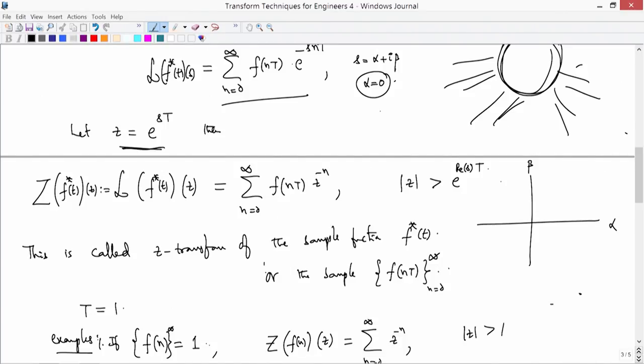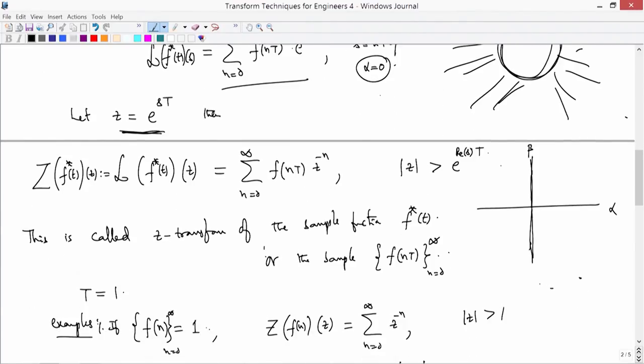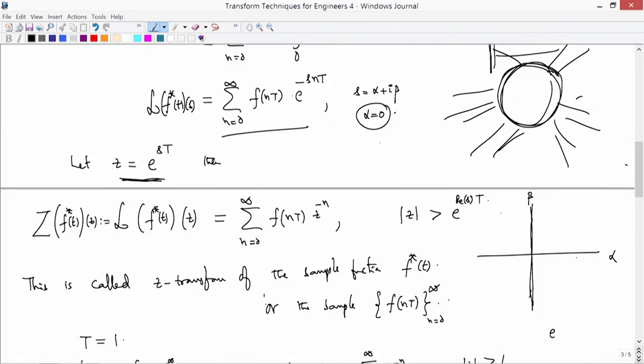If alpha equal to 0, that is, on this imaginary axis, after transformation what you get is the summation of f of nT times z power minus n, from 0 to infinity, where z is e power sT. With alpha equal to 0, it is e power i beta. If you take T equal to 1, e power s is your z, so you have z power n. If you substitute, the modulus of e power minus s n, with T equal to 1 and s simply i beta, is actually 1.